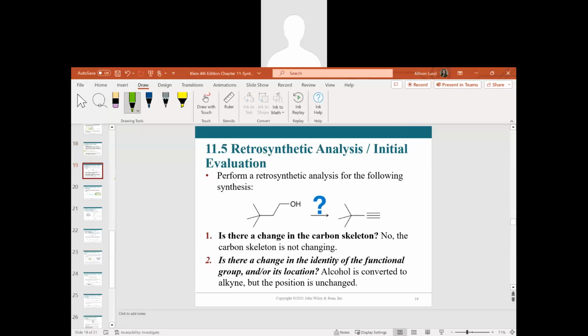So let's take a look here. This is our starting material, this alcohol over here, and our product is now an alkyne. So has there been a change in the carbon skeleton? No, we still have the same amount of carbons, but there has been a change in our functional group. Sometimes you'll see both, a change of carbon skeleton and a change or relocation of functional group. Sometimes you'll only see one.